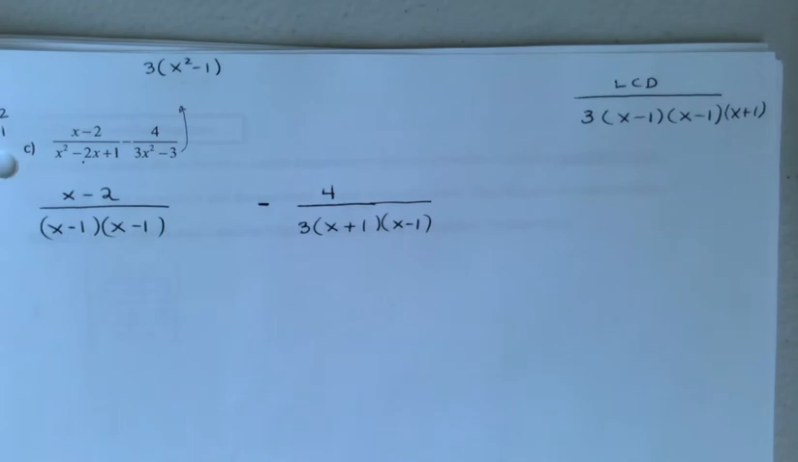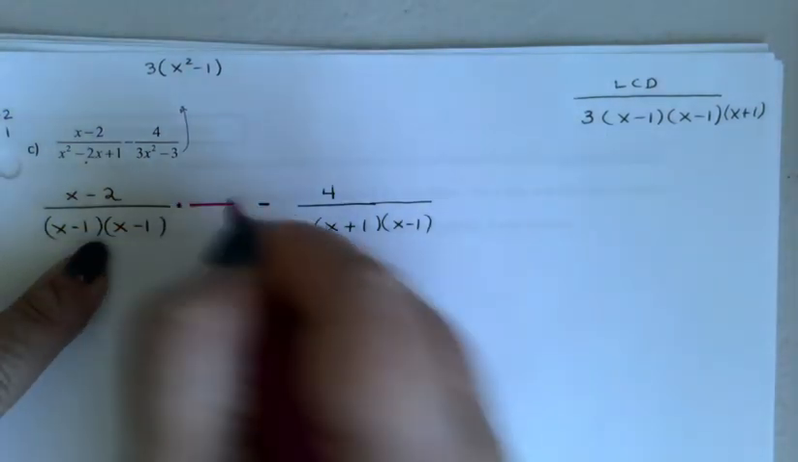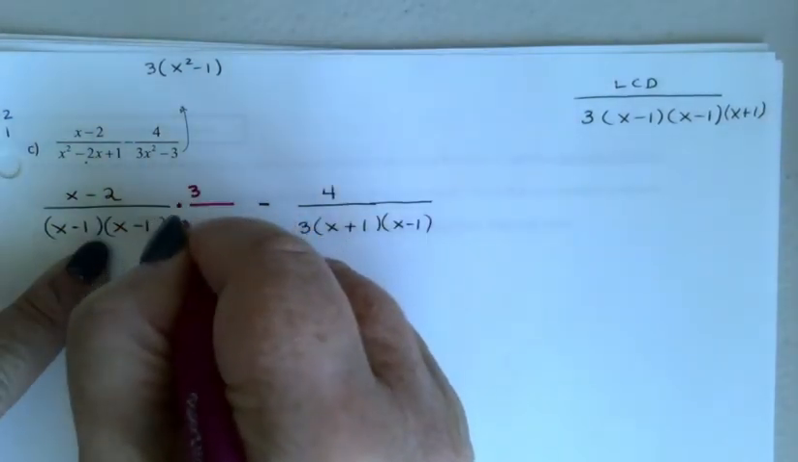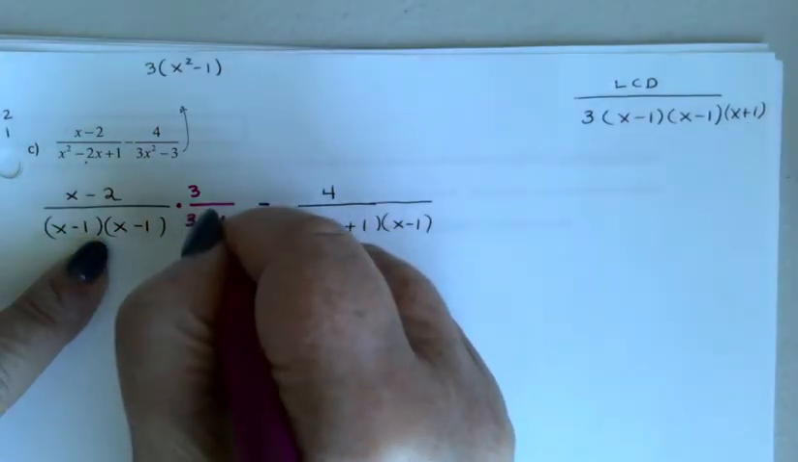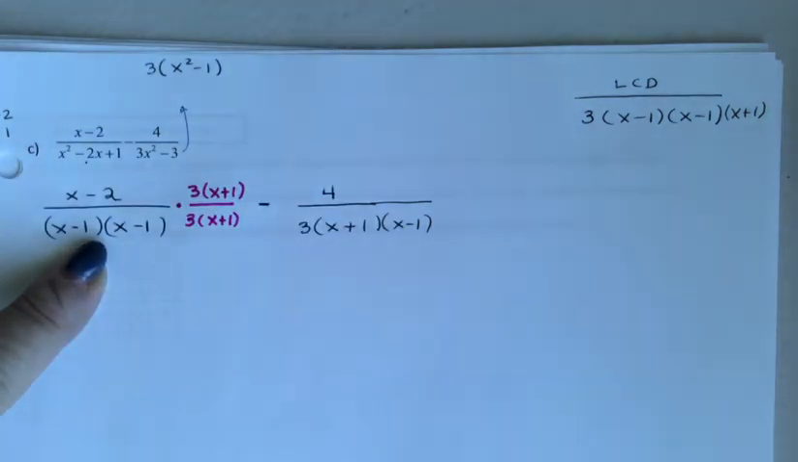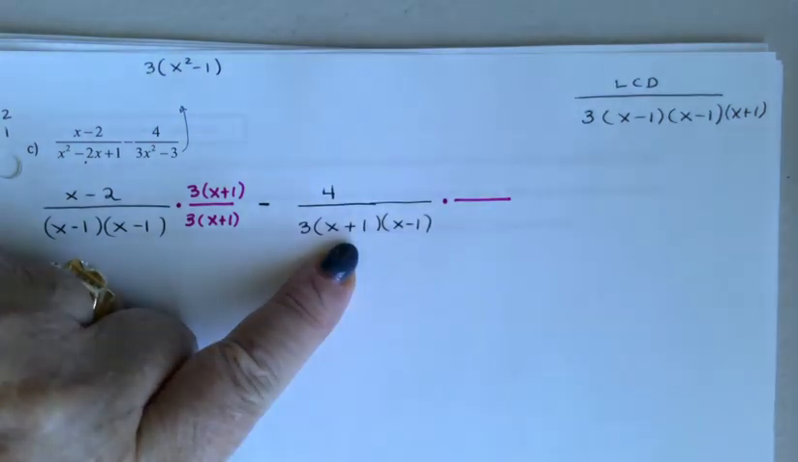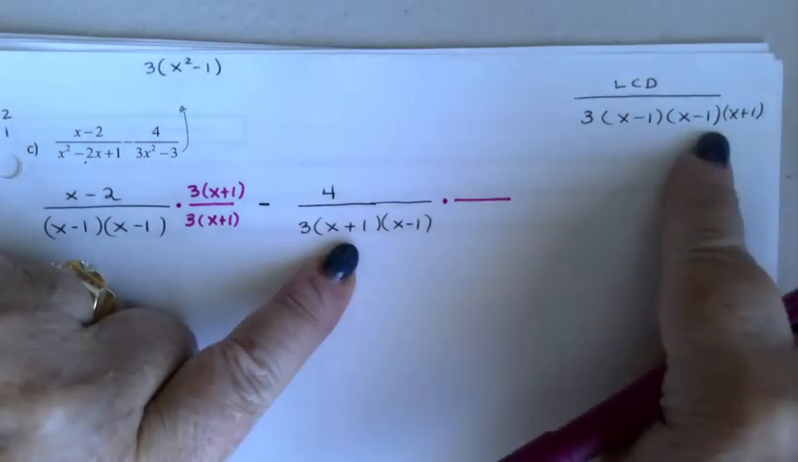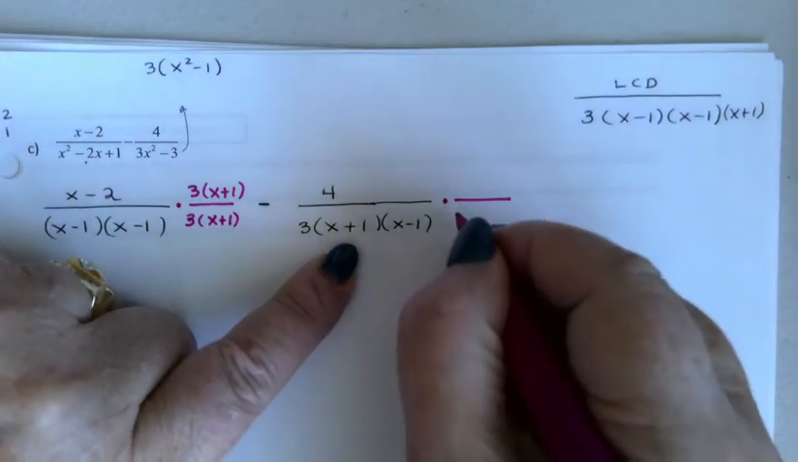All right, comparing my first denominator to the LCD, I need a 3, and I need an x plus 1. Second denominator, comparing to the LCD, I'm missing one of the x minus 1's.